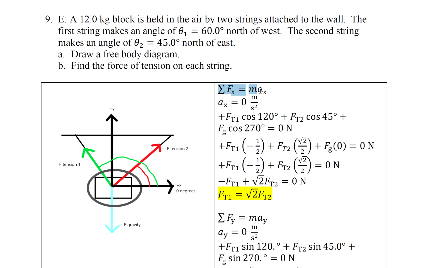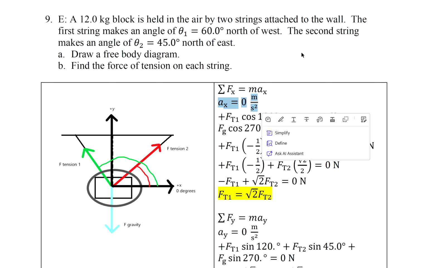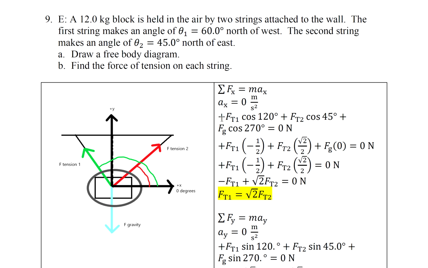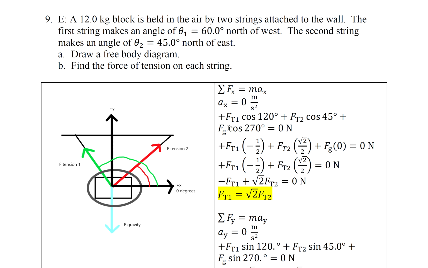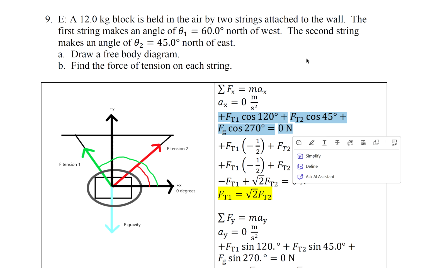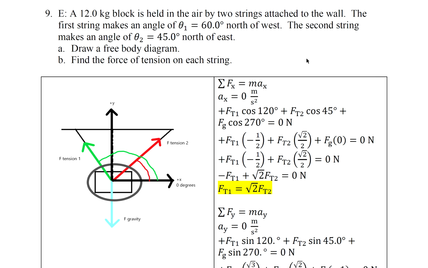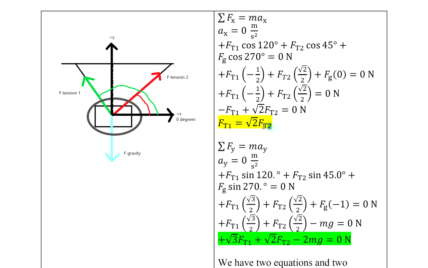So, sigma F sub x equals ma sub x. This block is not moving, a sub x is 0. So we have these three forces equaling 0 newtons. We know the cosine of 270 is equal to 0. You could put that in your calculator. So we end up only getting two forces acting horizontally. Force tension 1 and force tension 2. So we have this relationship here. Force tension 1 equals root 2 force tension 2.